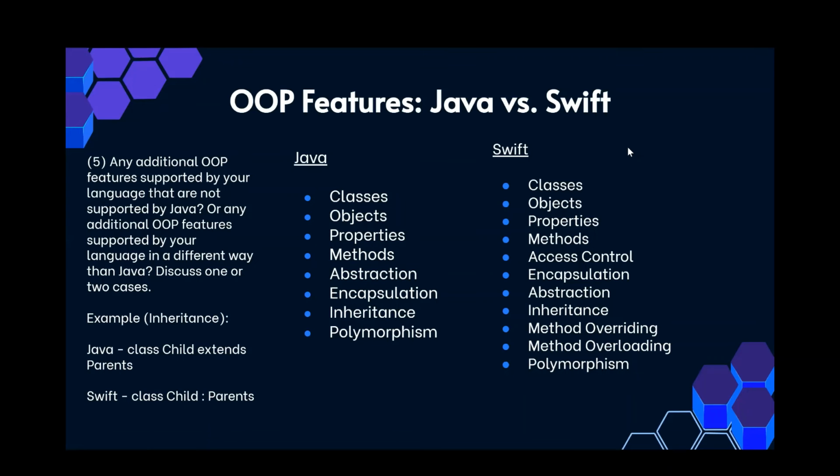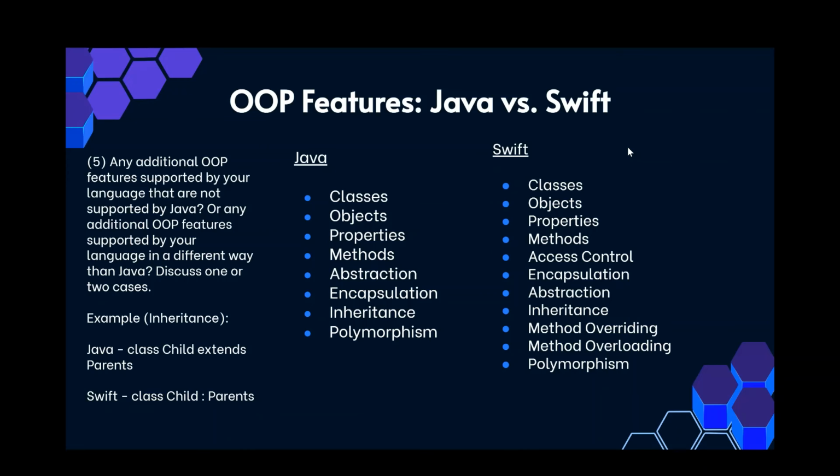Are there any additional OOP features supported by your language that are not supported by Java? Well, Java has classes, objects, properties, methods, abstraction, encapsulation, inheritance, and polymorphism. As for Swift, they have classes, objects, properties, methods, access control, encapsulation, abstraction, inheritance, method overriding, method overloading, and polymorphism.